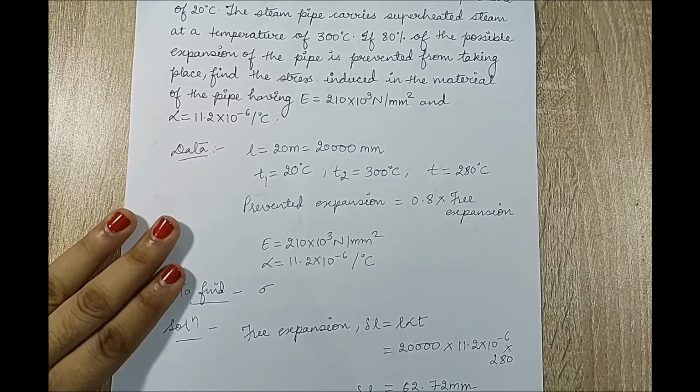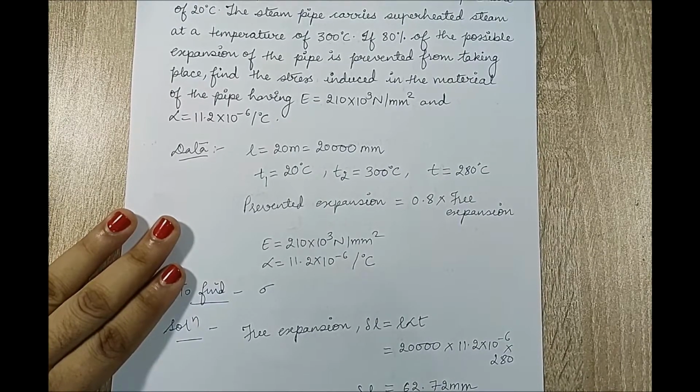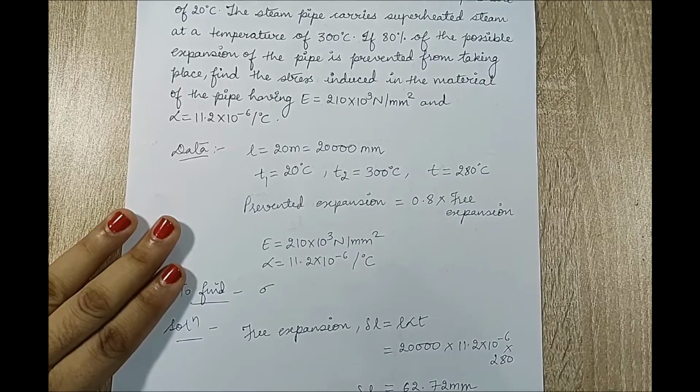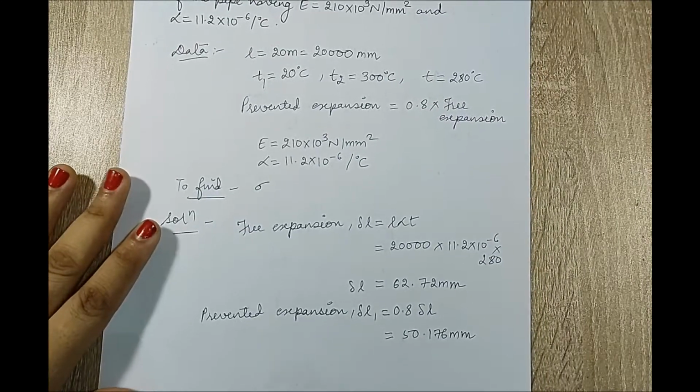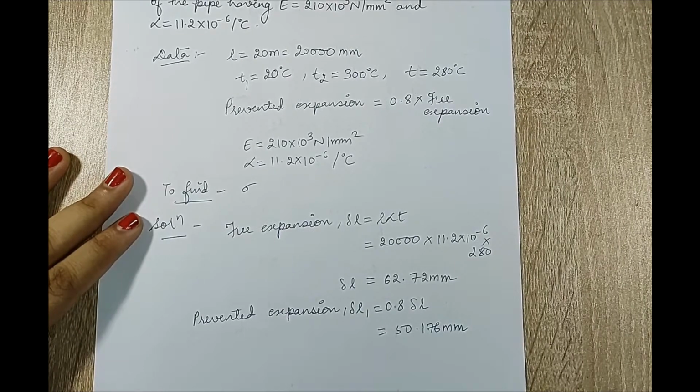I know that prevented expansion, let me call it as delta L1, is 0.8 times delta L. So this turns out to be 50.176 mm.